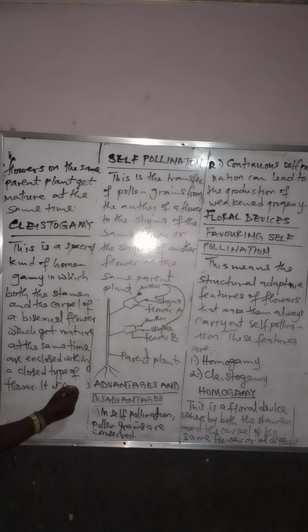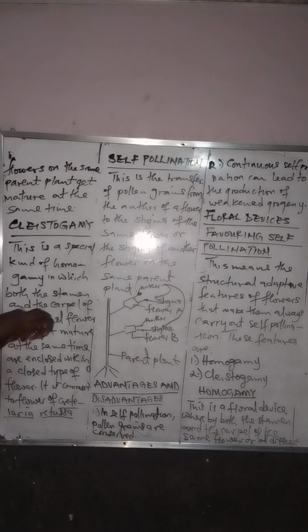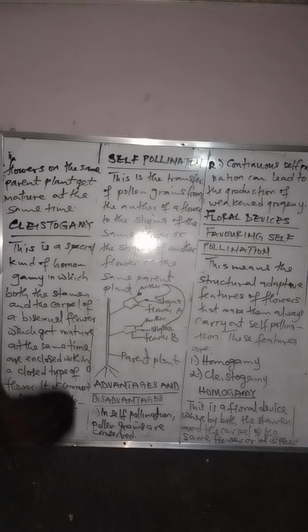It is common to the flower of Crotalaria retusa. So it's a closed flower. If you don't open the flower, you won't see the carpel, you won't see the stamen. So the flower is already closed. When both the carpel and the stamen get mature and the stamen releases its pollen grains, there is a blockage. The pollen grain cannot go outside the flower. Then it doesn't have any option than to do what? To pollinate the stigma inside the same bisexual flower.